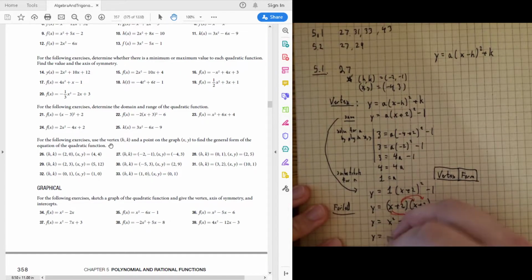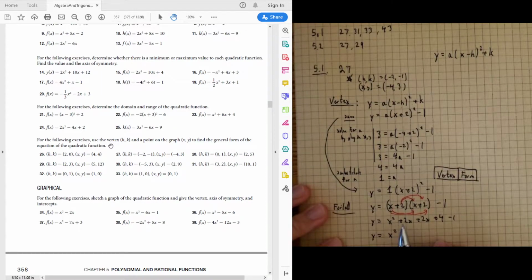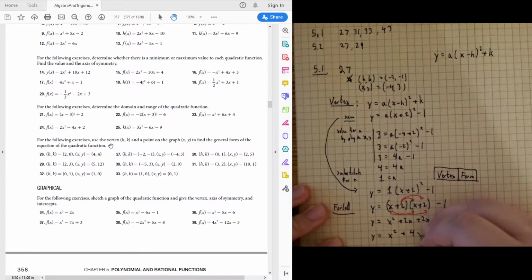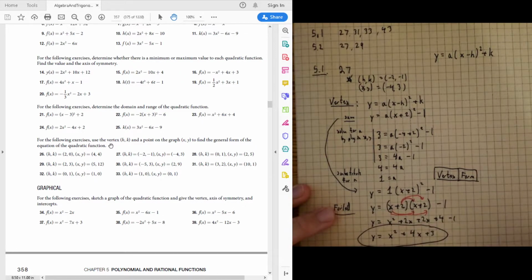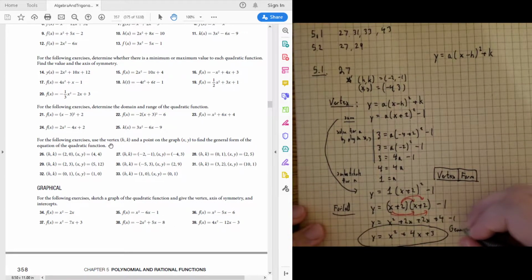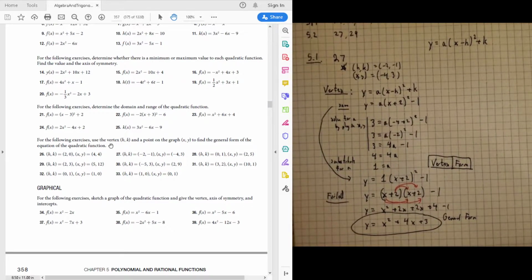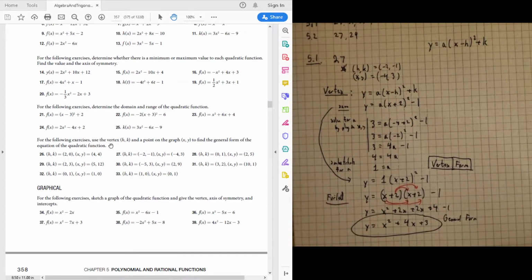Y equals x squared. There's no other x squareds, so it's going to stay by itself. We have a 2x and another 2x for a total of 4 x's. And then 4 minus 1 is 3. This is the general form. So it is the correct answer. And you can check it with the back of the book. It should be exactly right.